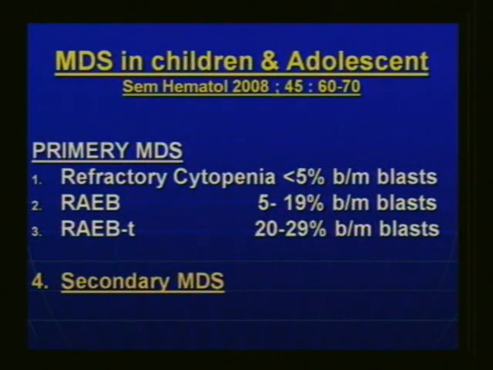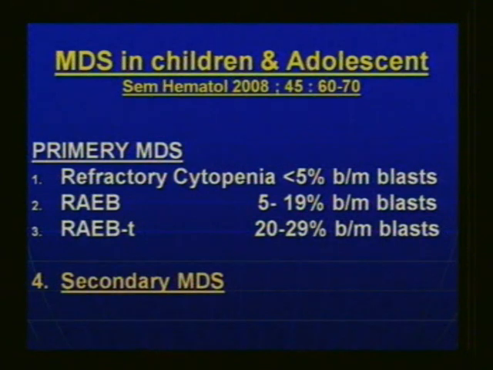In the MDS in children and adolescents, if you want to subclassify, we can really subclassify into a limited number of subgroups. We can put only 3 primary MDS into 3 subcategories: that is the refractory cytopenia with less than 5% blast in the bone marrow, and RAEB, which is 5 to 20% of the bone marrow blast. This is equivalent to the RAEB 1 and 2 in the adult. Here it is just put in the 1 category. And RAEBT, which was there in the FAB classification, needs to be retained if we are classifying the MDS in children and the adolescent subgroup.